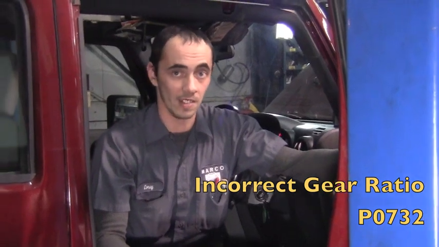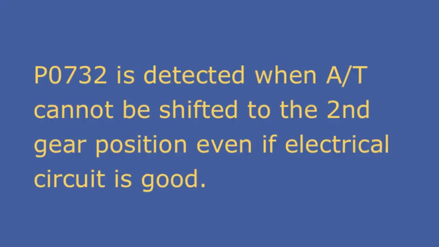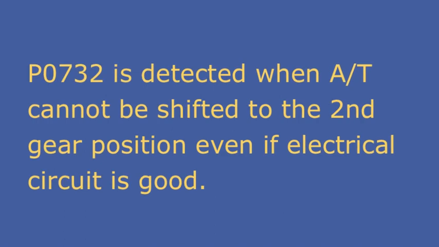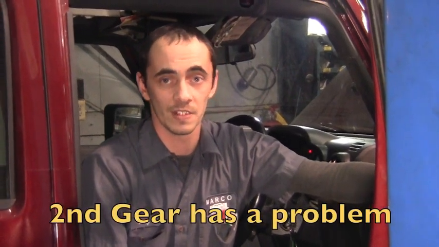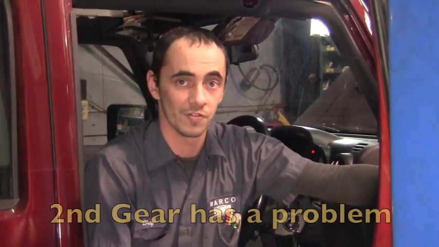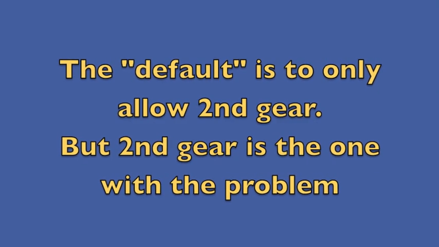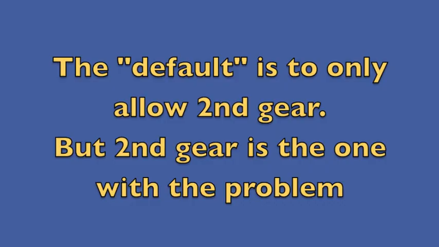With this particular one, we have code P0732, which is an incorrect gear ratio code, i.e. the transmission has slipped. This code sets when the transmission cannot be shifted to second gear, even if the electrical circuit is good. The transmission attempted to shift into second gear, and it has slipped just enough for the ECU to realize, hey, this is too much, and it will default the transmission into second gear. The default means it only allows second gear, but second gear is the one with the problem.